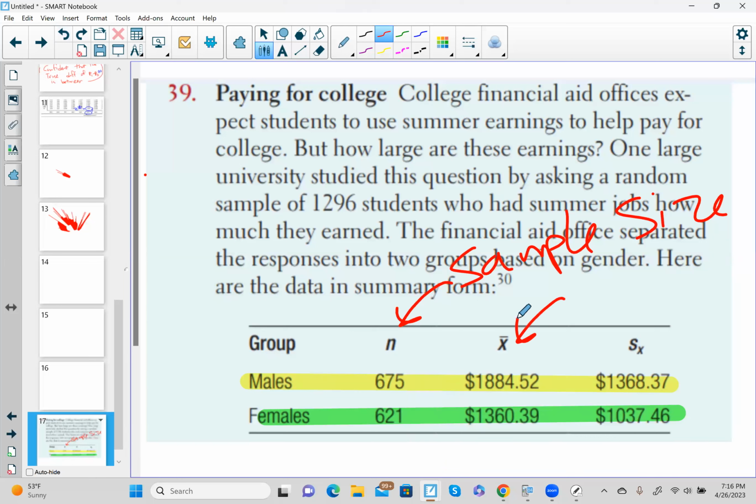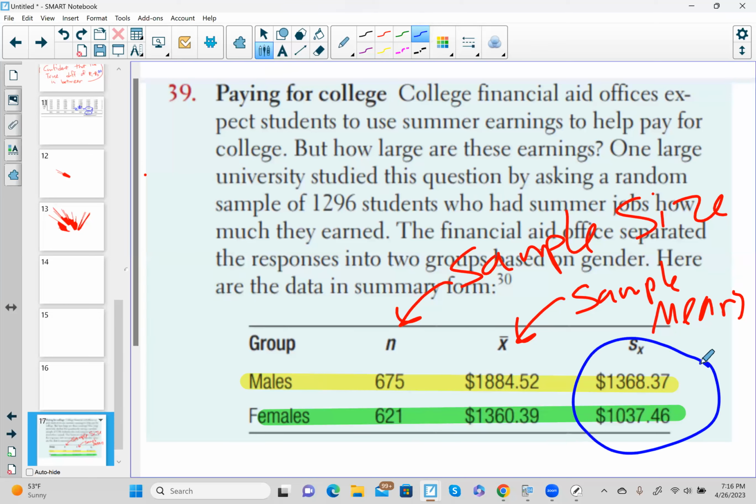This second number is the mean amount of money that that group made. So these are called sample means. According to this, the average amount of money made by males in this survey was $1,884.52. And then finally, next to it, these numbers are the standard deviation of those earnings.